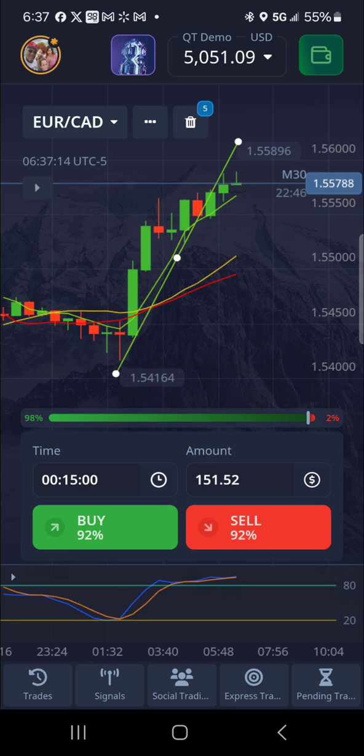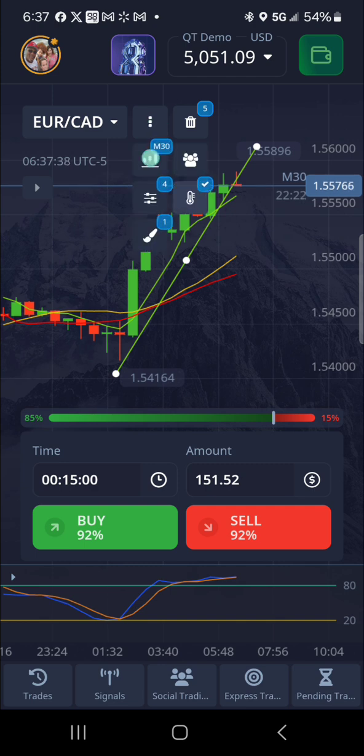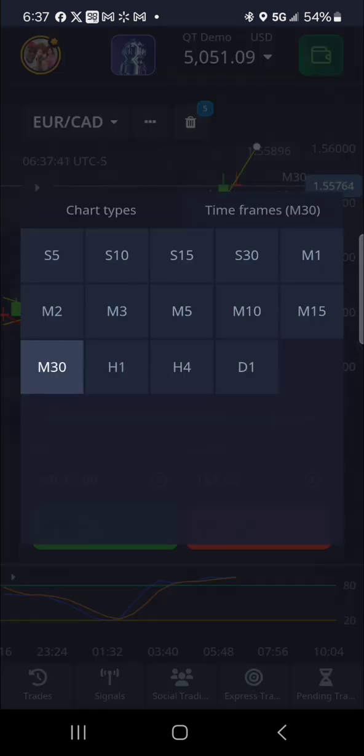Okay. So we're a little bit more precise with it within the 30-minute time frame. So it's already in the zone of it going back up. Let's do a 5-minute time frame now. So that means that we're probably going to play this one.